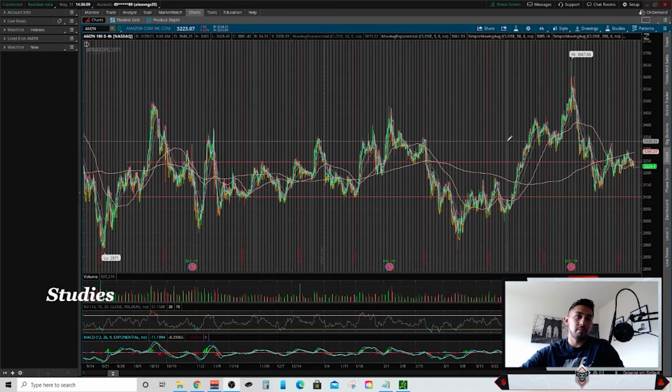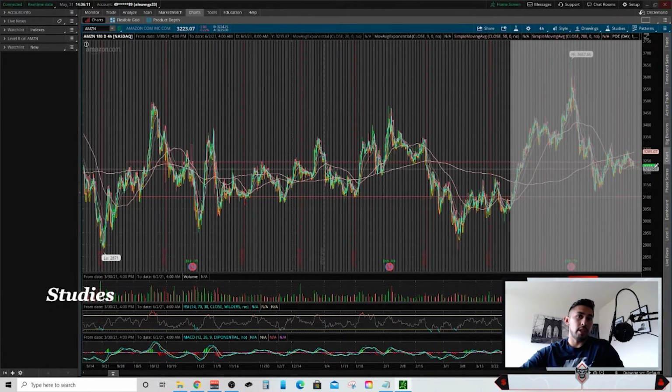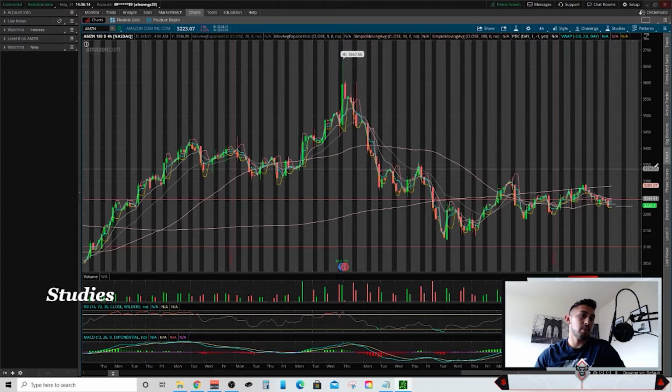Now this is very simple. Moving averages move alongside the stock price. I'm not going to go into detail what the moving averages are as of yet. I'll make a video in the future. But these moving averages move right alongside the stock price and will hold as support or resistance. That's it, plain and simple.